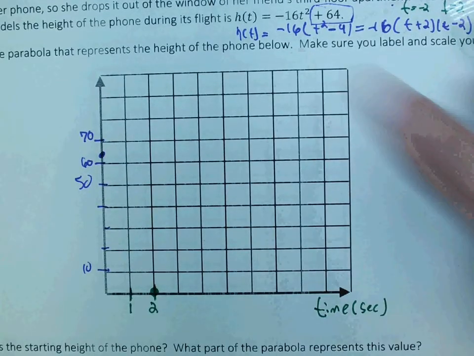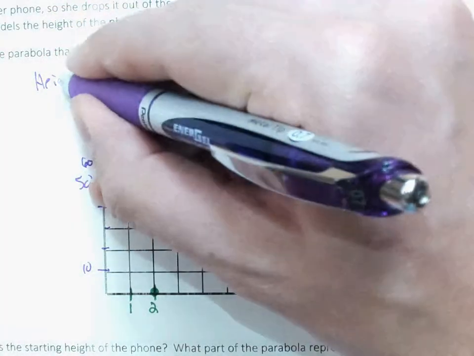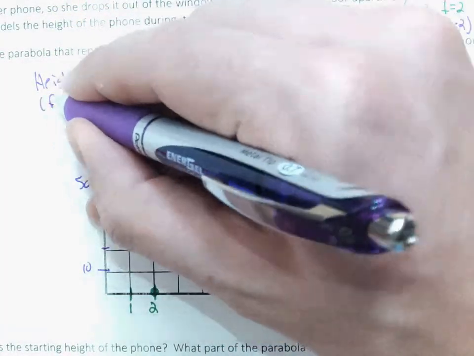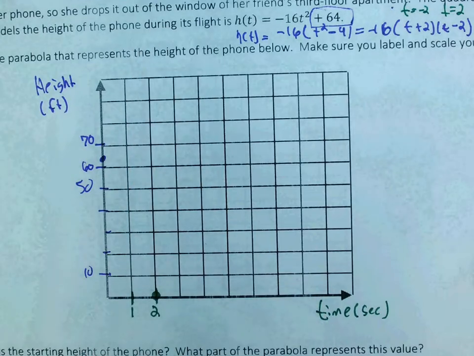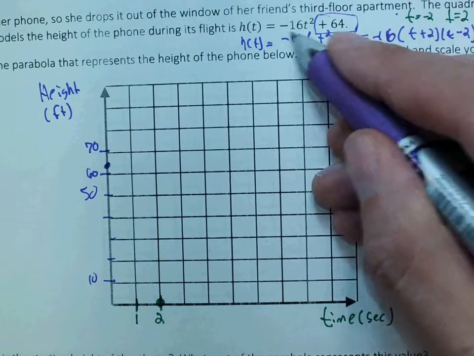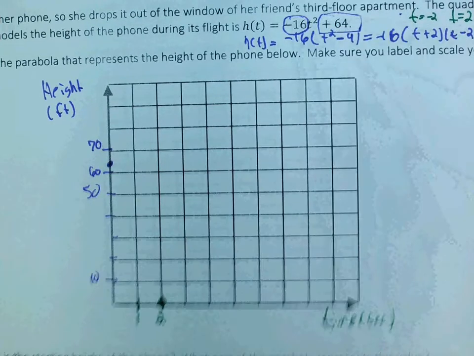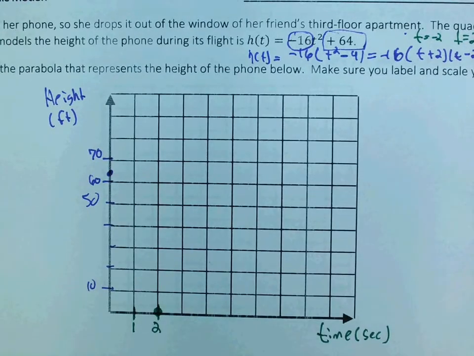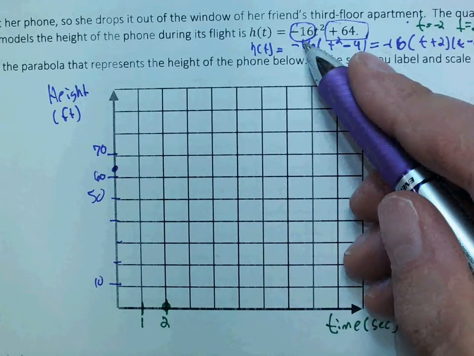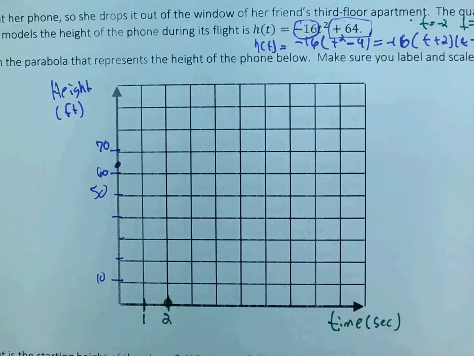I should label my axes. This is time, and it's being measured in seconds. This is height, and it's being measured in feet. If you can't tell from the problem, it doesn't actually say anywhere that it's feet and seconds, but you can tell because of this negative 16 t squared. If you're on Earth, this is the effect of gravity if you're in feet and seconds. So because of this, I knew we were in feet and seconds here.